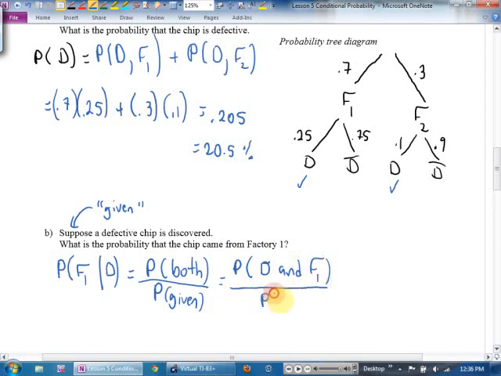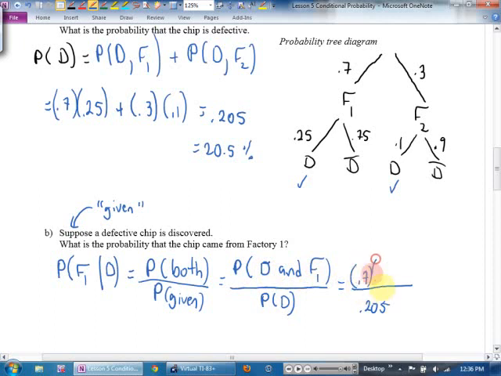divided by just plain old defective. Now, the nice thing here is, what did we find in part A? The probability of what? We actually found the denominator already. They won't do that always, but often part A will be find this, and then part B will be a conditional. And hey, great, defective is 0.205. Defective and F1: 0.7 times 0.25.